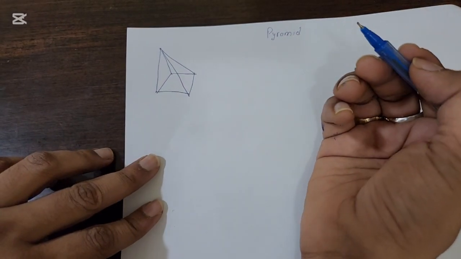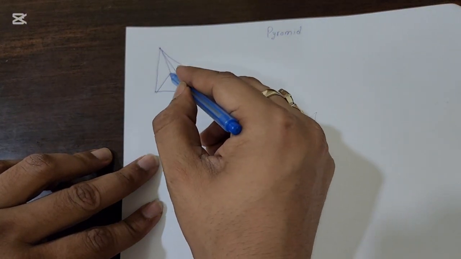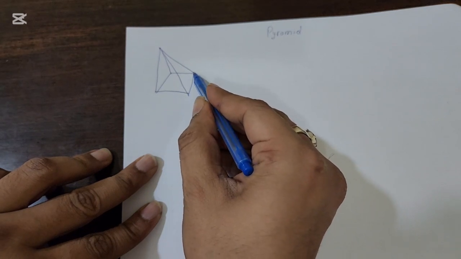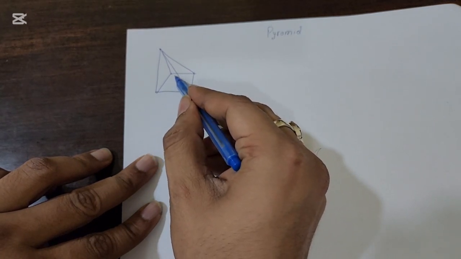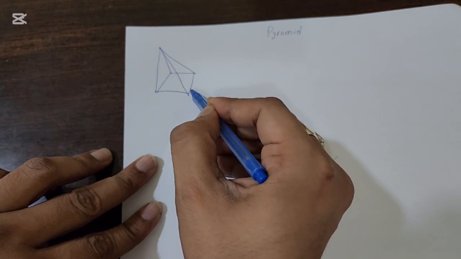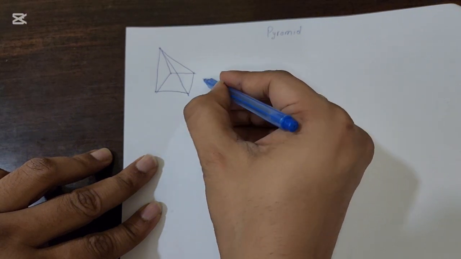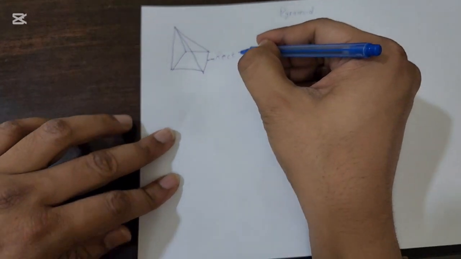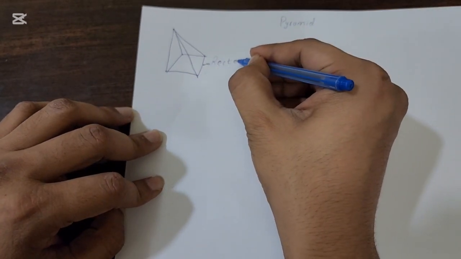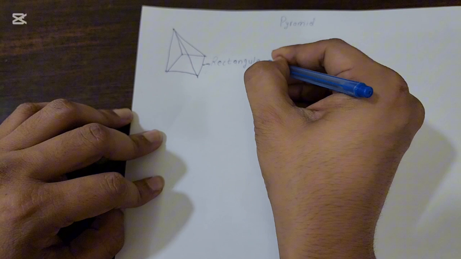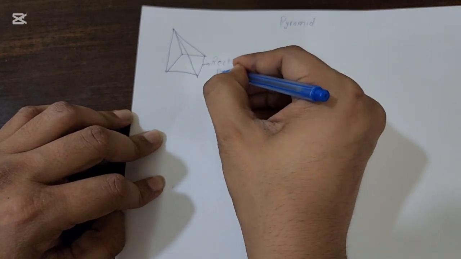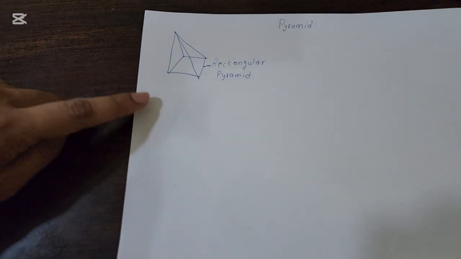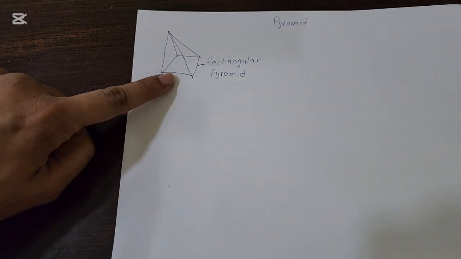Okay, if I see this figure, check the base. The base is in the shape of a rectangle. See the lines here, 1 2 3 4. This is my base on which the pyramid is sitting, right? The shape of the base is a rectangle, so I will call it a rectangular pyramid. Okay, let me put it. Rectangular pyramid. Now this is a rectangular pyramid, okay? Check why? Because the shape of the base is a rectangle.